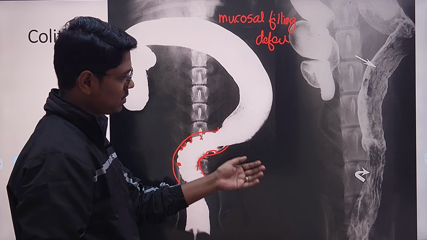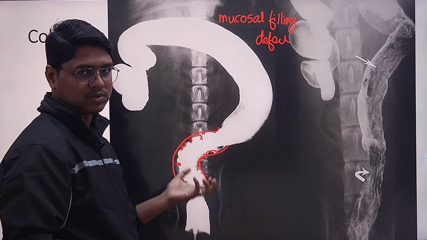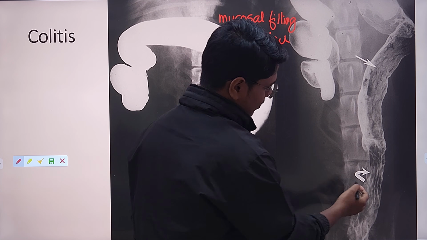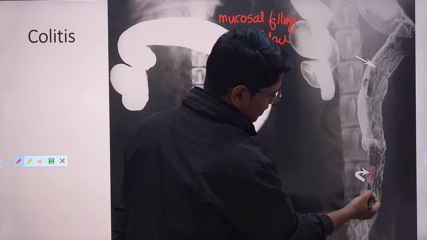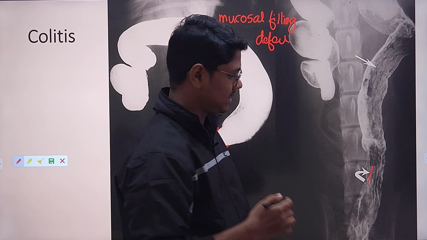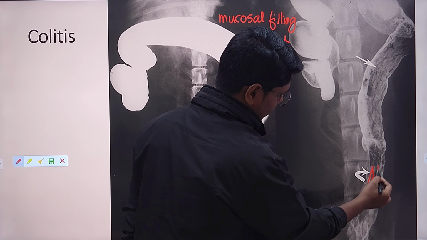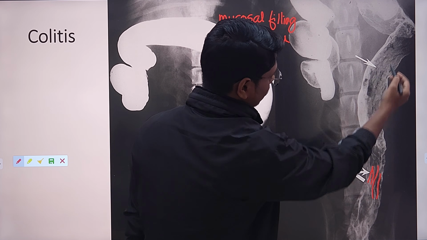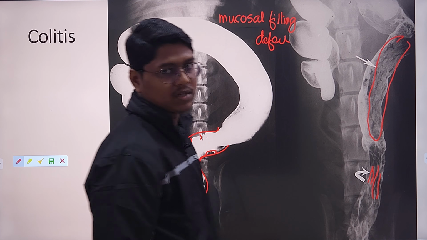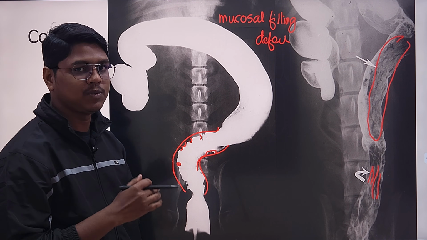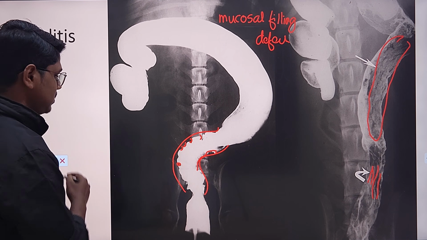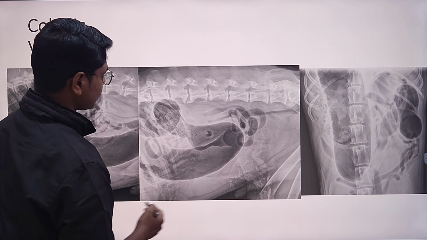This is another picture, taken after the barium has been evacuated. Here you see this is normal. Just like the gastric folds or gastric rugae, you will find folds in the large intestine. These large intestine folds are normal, but look at this portion. These folds are not visible. It signifies that the mucosa is inflamed. By this you can diagnose colitis.